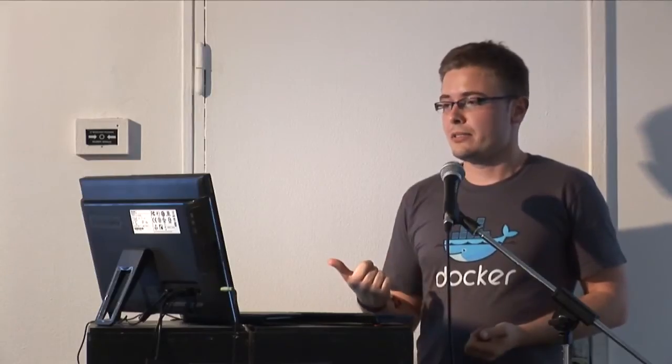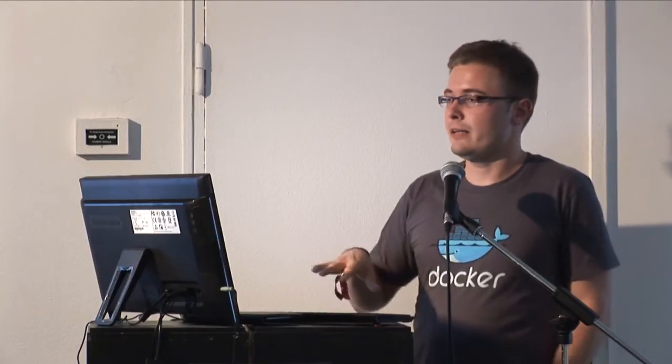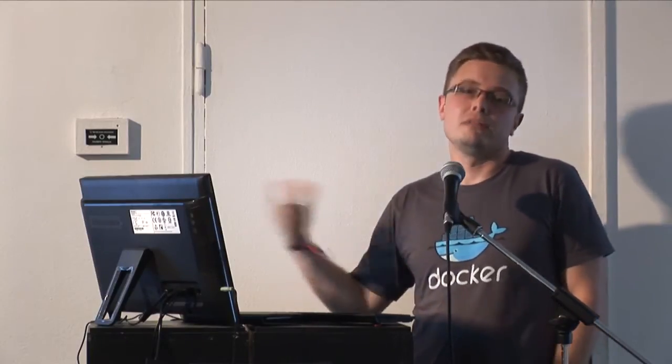The Docker components are the Docker client and server, Docker images, registries, and Docker containers. The Docker client communicates with the Docker daemon or server, which can be on a different machine. The Docker client can access the Docker daemon remotely via API, and the daemon then communicates with libcontainer, which is a layer above the host OS kernel, the Linux kernel.